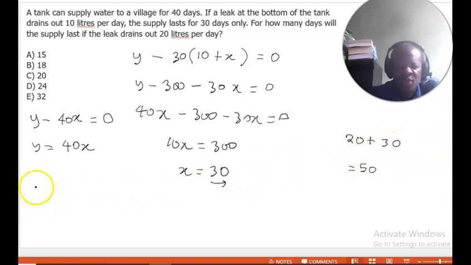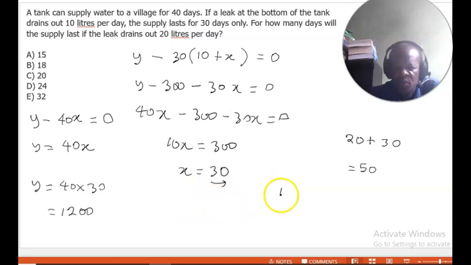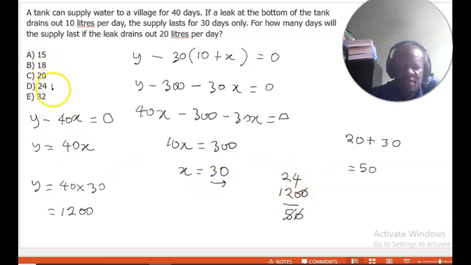Okay, so let's calculate the volume of the tank. From y equals 40x, that will be 40 times 30, that is 1,200. Now to calculate the time it will take for the tank to supply the village if there's a leak of 20 liters per day, it will be 1,200 divided by 50. So that gives us 24. So the answer is 24 days.